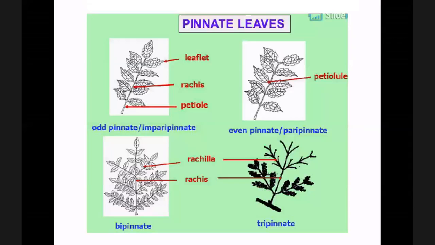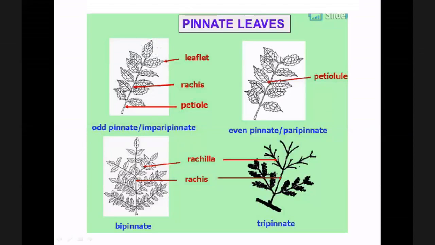In the above picture, there is odd pinnate and even pinnate. Odd pinnate means the terminal leaflet is present. You can see the terminal leaflet is present, then we call it odd pinnate.